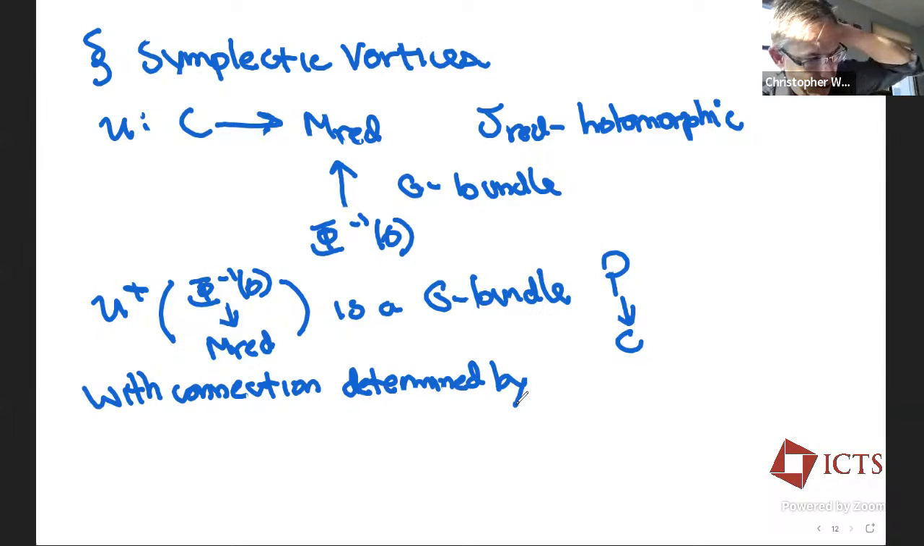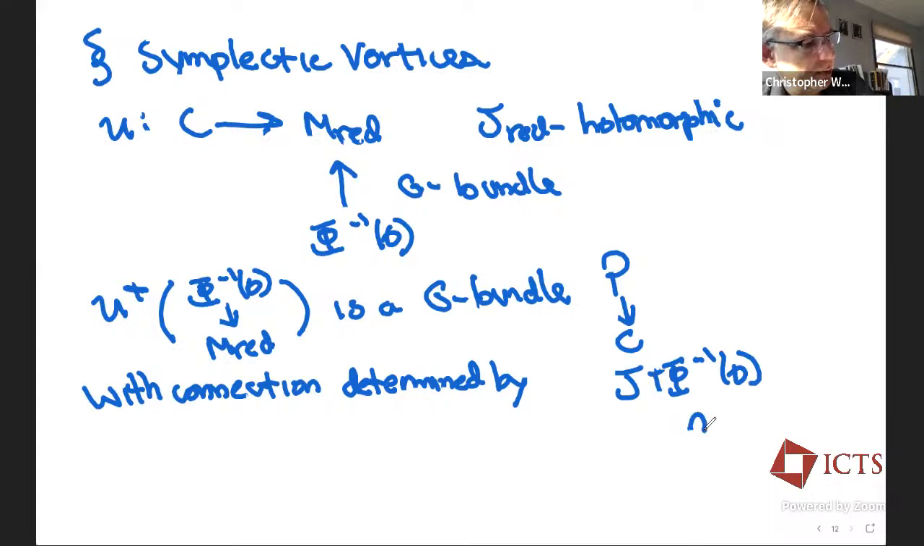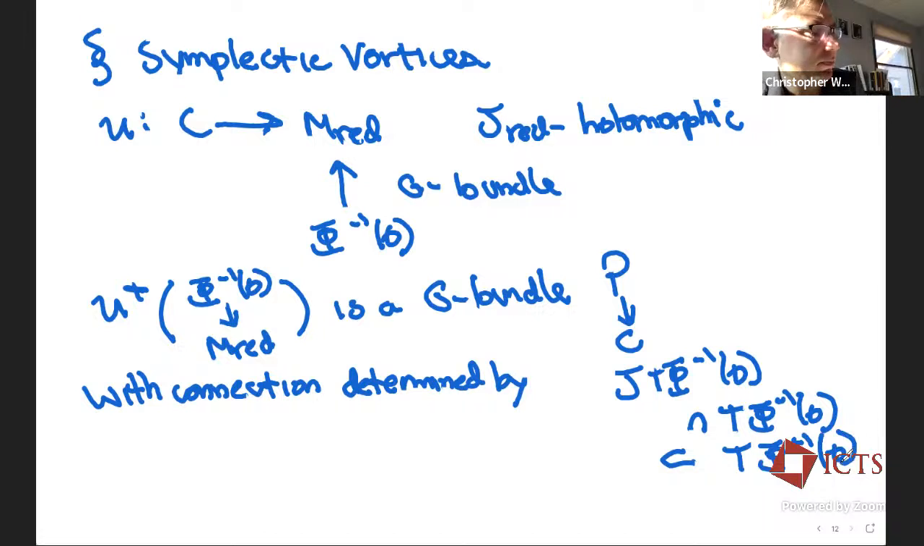It has a connection, because there's naturally a connection on phi inverse of 0, which is determined by the complex structure. So this determines for me a horizontal subspace. Let's call this connection A, and it comes with a lift.